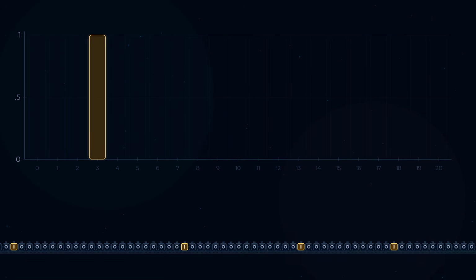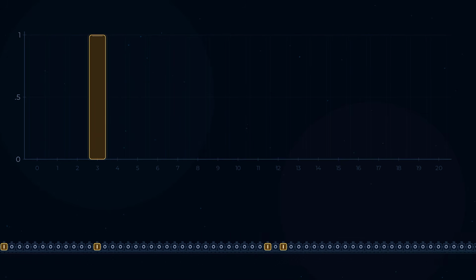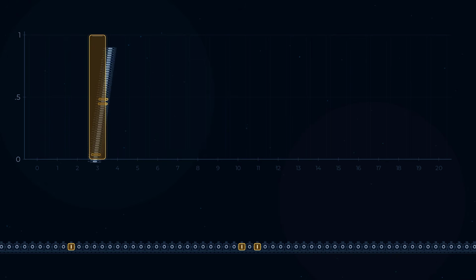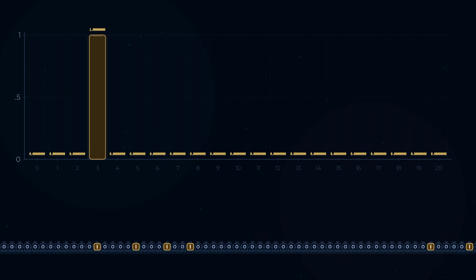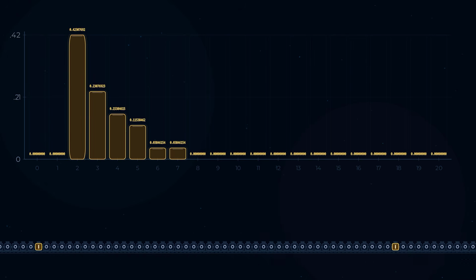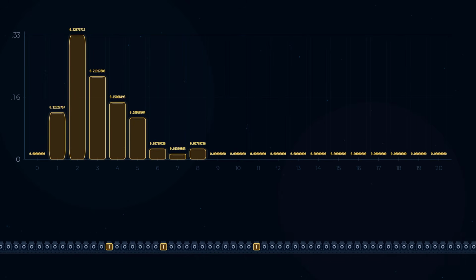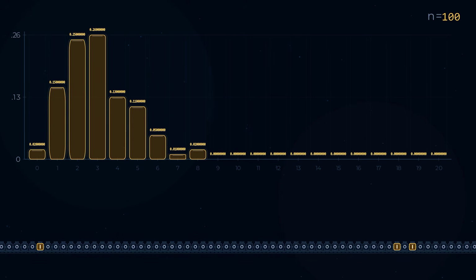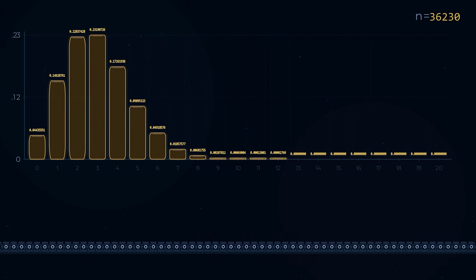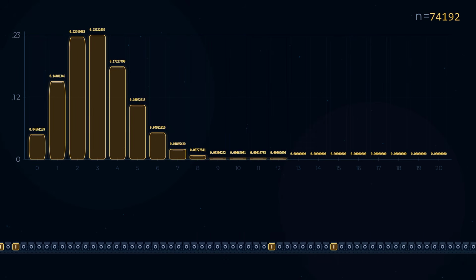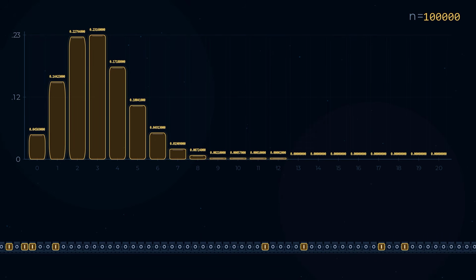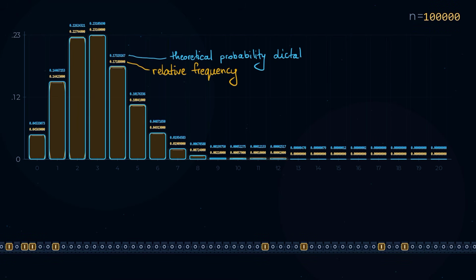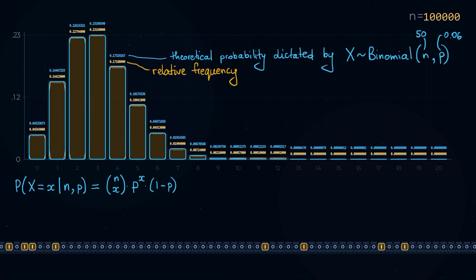So we'll record 3 as the realized value of the binomial random variable of interest in this case, with n equal to 50 and p equal to 0.06. And then we'll repeat this experiment again and again, like before, until the empirical distribution materializes. A comparison of the relative frequencies with the theoretical probabilities shows a close alignment between the two.